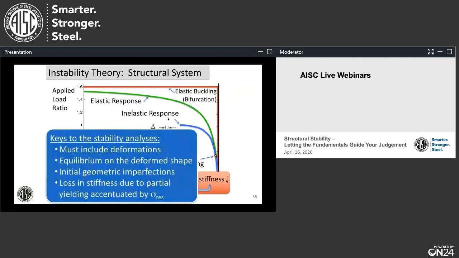The keys to doing the green and blue curves, the more instability theory curves as opposed to bifurcation, is that your stability analysis has got to account for the relevant deformations. You have to be formulating equilibrium on the deformed shape, and you need some type of perturbation, usually in the form of a geometric imperfection. And you've got to be aware that there could be a loss in stiffness due to partial yielding, and that could be accentuated by the presence of residual stresses.